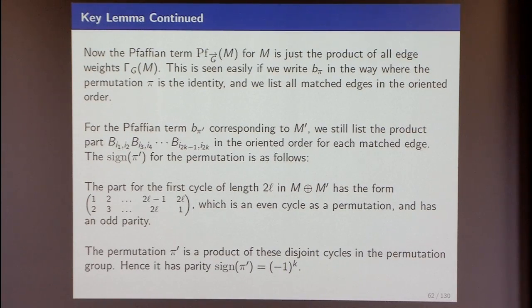The other sign is identity. This sign is exactly the number of even cycles, which is the number of evenly oriented cycles. Every cycle.